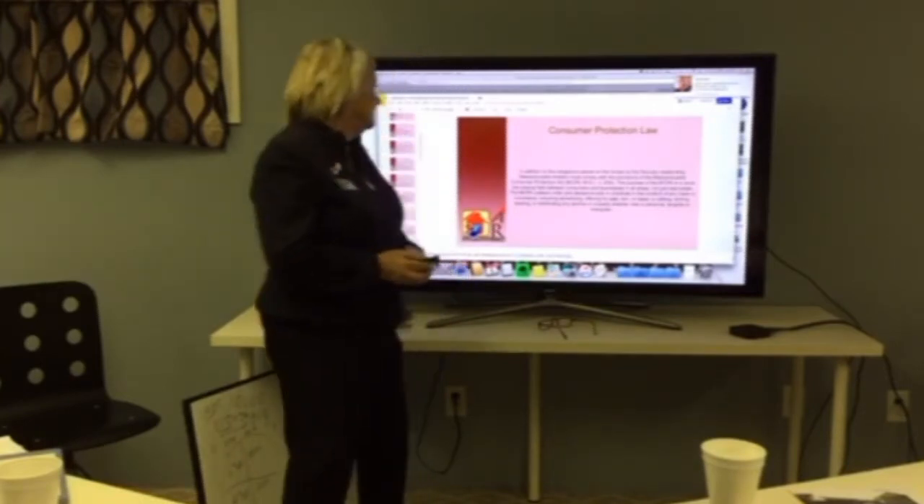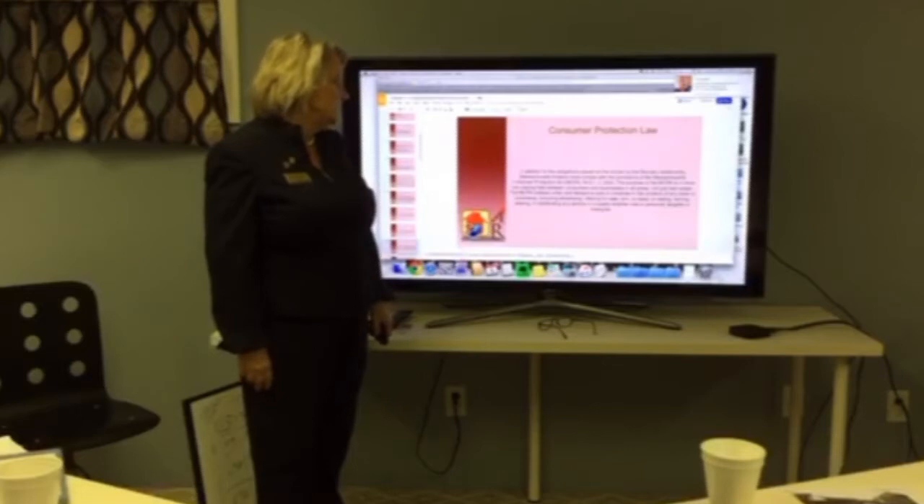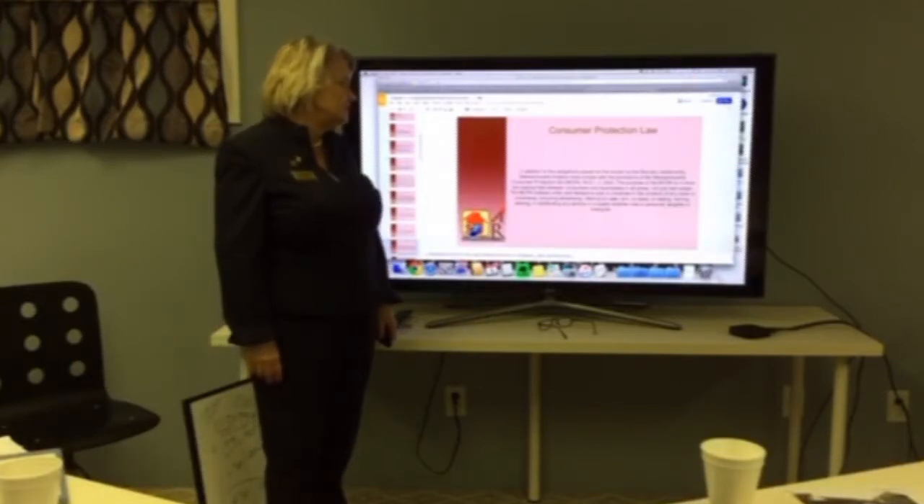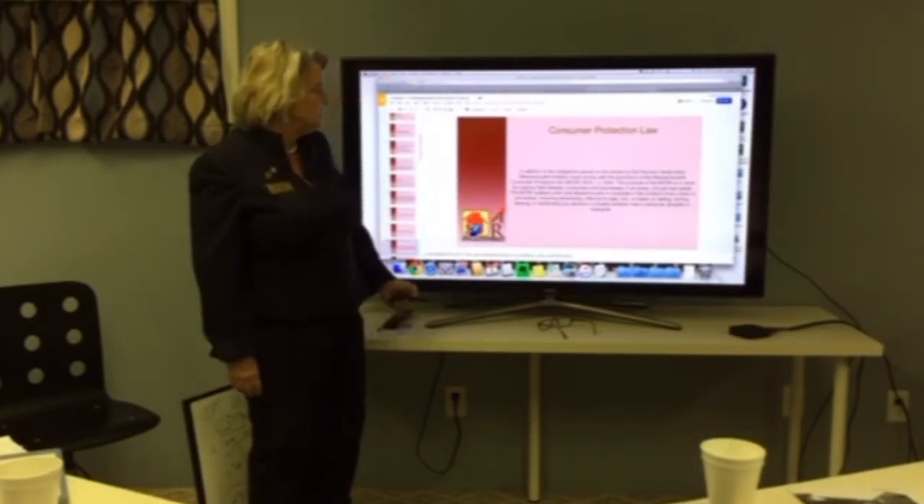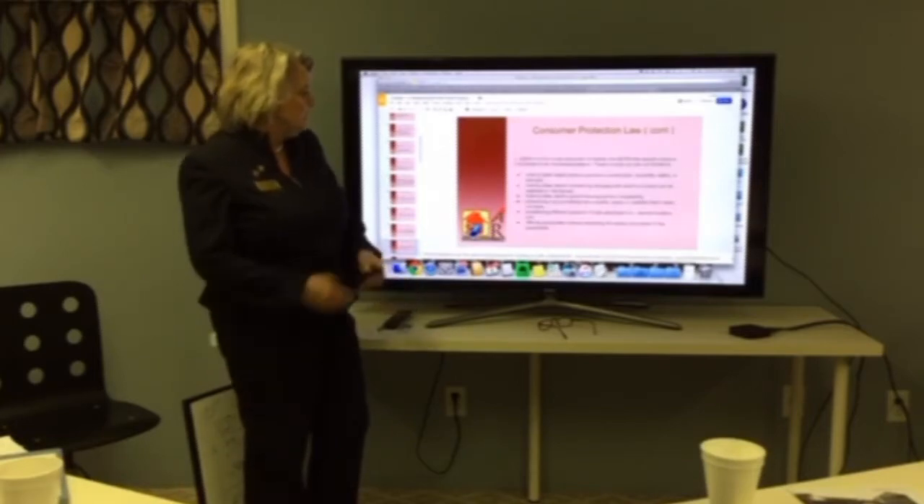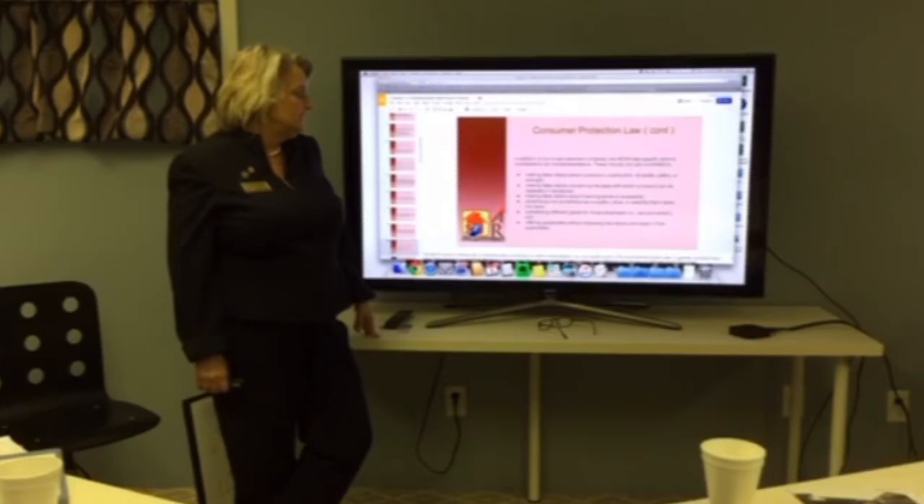And it says the Act outlaws unfair, deceptive acts or practices in conducting any trade or commerce, including advertising, offering for sale, rent or lease, or selling, renting, leasing, or distributing any service or property, whether real or personal, tangible or intangible. Okay, in addition to this statement of liability, it also gives these specifics.